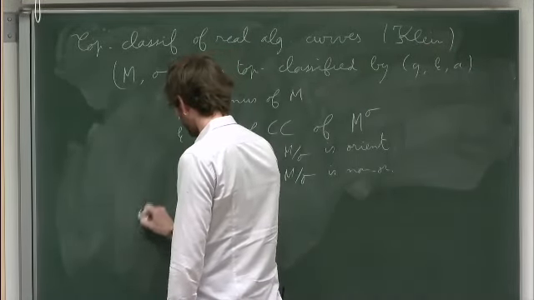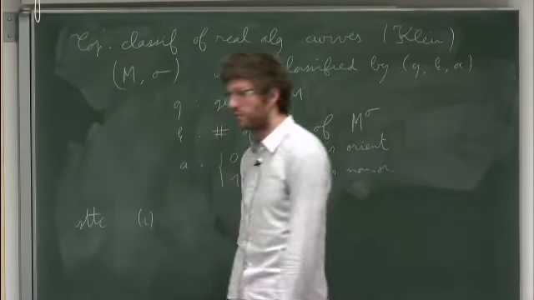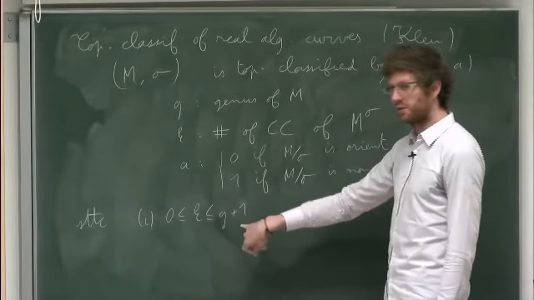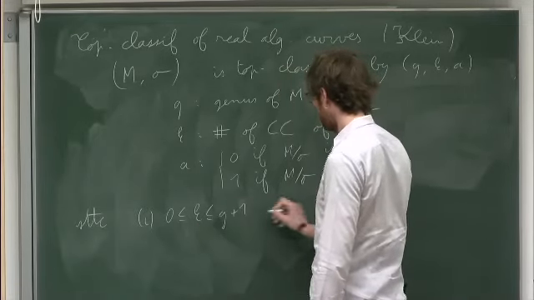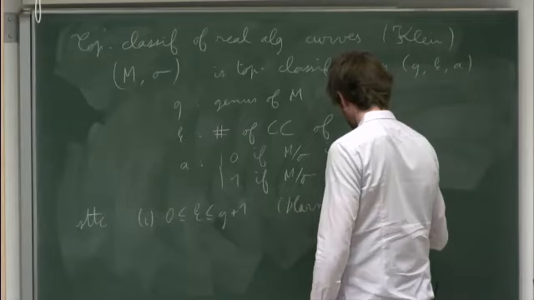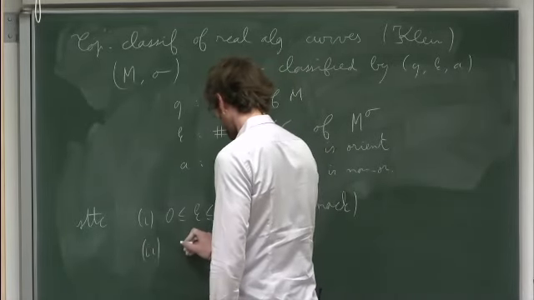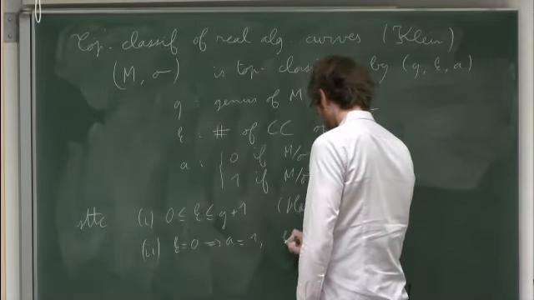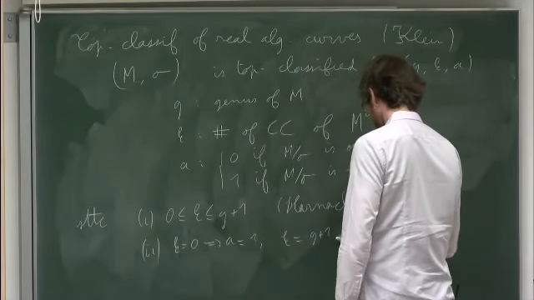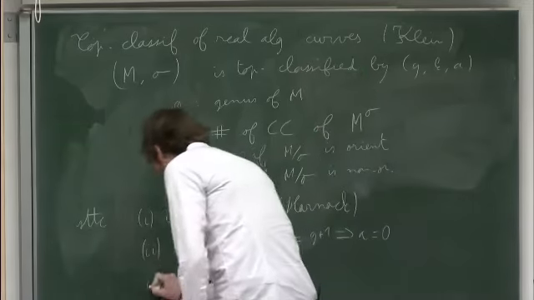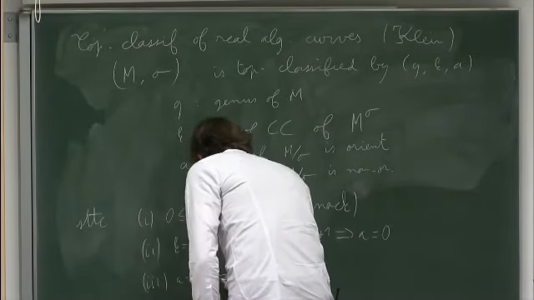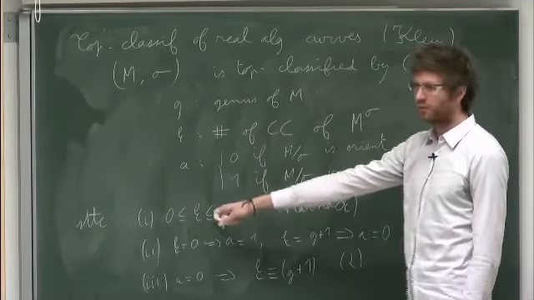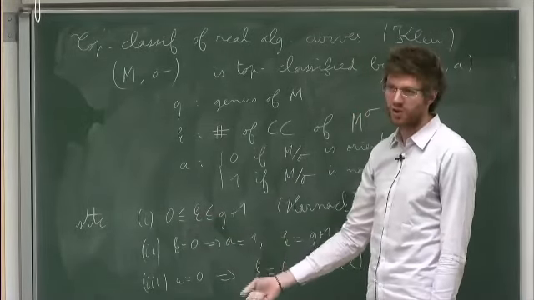Okay. And then these invariants are subject to the following conditions: first, K is greater than 0 and smaller than G plus 1. This is the theorem due to Harnack. Then if K is 0, A has to be 1. And if K is G plus 1, A has to be 0. And finally, if A is 0, then K is congruent to G plus 1 mod 2. So if you have three integers like this, G, K, A, satisfying these conditions, there exists a real algebraic curve with those invariants.